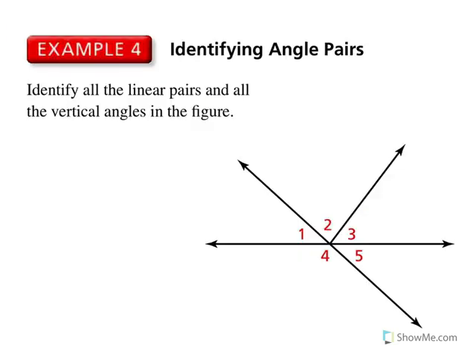So in this example 4, we want to identify all the linear pairs and all the vertical angles in the figure. So first let's think about linear pairs. For linear pairs, we have to have a straight line, and then they have to be angles that are together on that straight line. They also are just a pair, so we can only have 2 angles. We can't have 3 different angles added together, or 4 or 5. They have to be 2 because they're a pair.